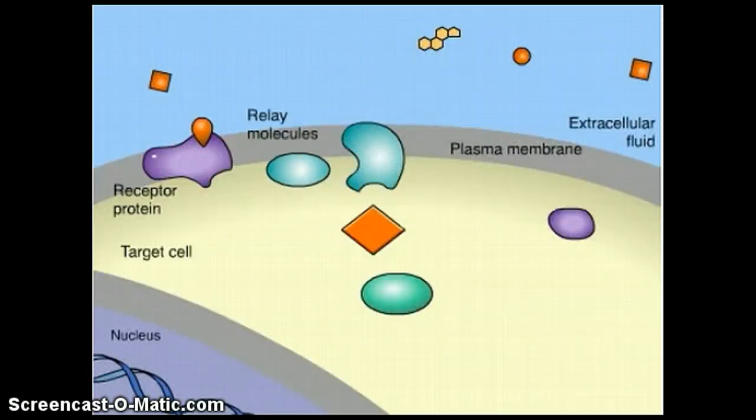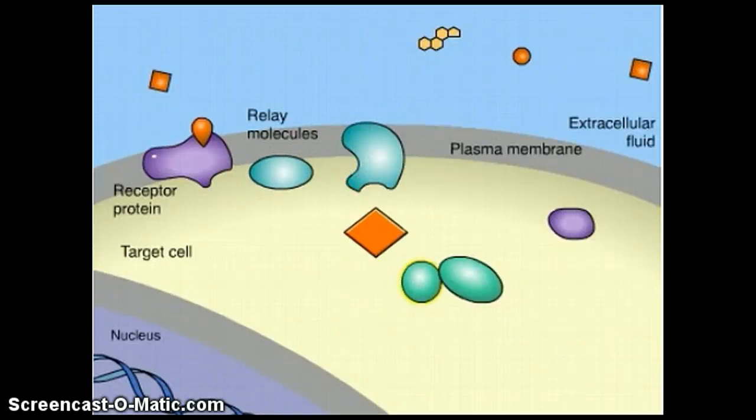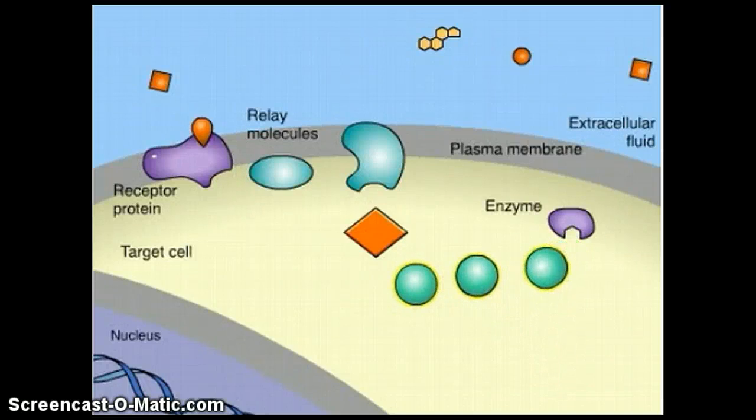A series of relay molecules transmits the signal to a protein that carries out the cell's response. In this case, an enzyme is activated. A different non-steroid hormone might trigger a different response, perhaps turning on specific genes that result in the synthesis of a particular protein. Okay, so just again a quick overview of a non-steroid or a protein hormone.